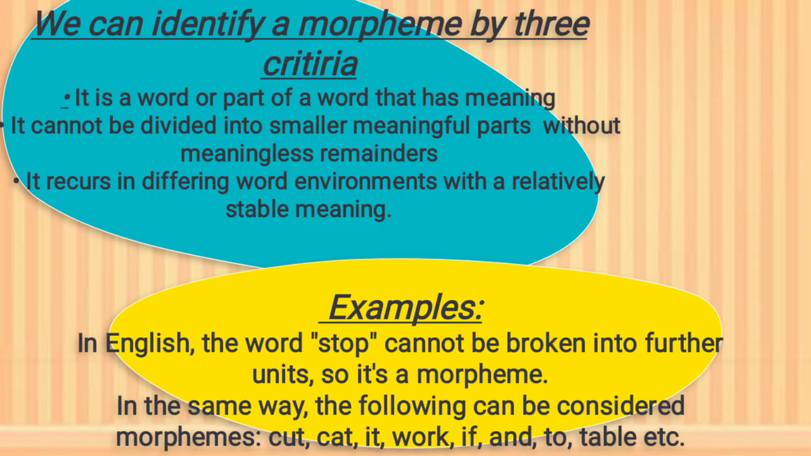Examples: in the English language, the word stop cannot be broken into further units, so it's a morpheme. In the same way, the following can be considered morphemes: cat, it, word, if, and, to, table, etc.